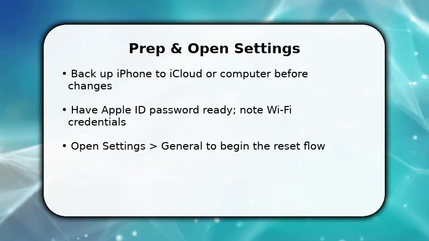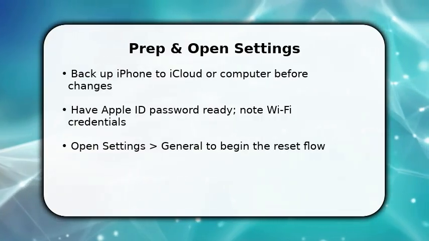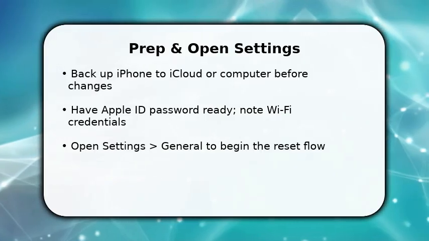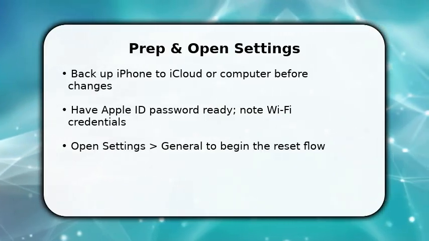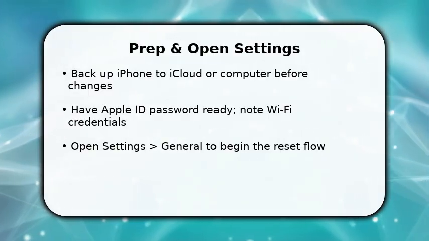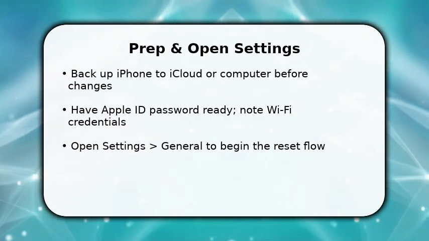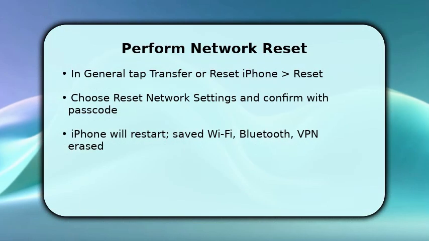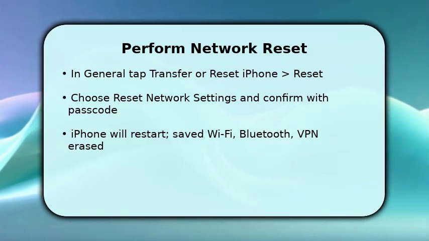From General, scroll down toward Reset Options. You'll move deliberately, so take a breath and follow the exact menu path I'll walk you through next to perform the network reset safely. Now execute the network reset. In General, choose Transfer or Reset iPhone, then tap Reset and select Reset Network Settings.